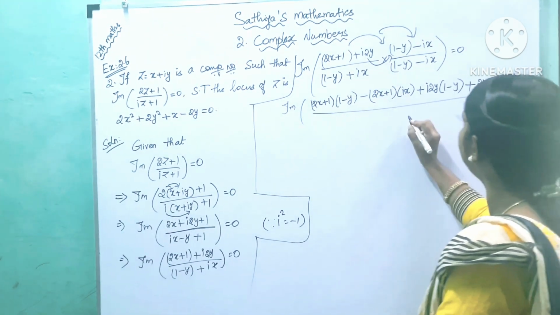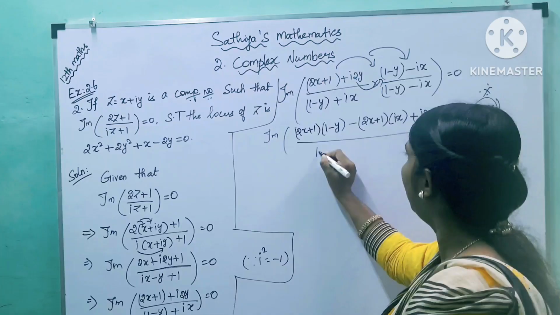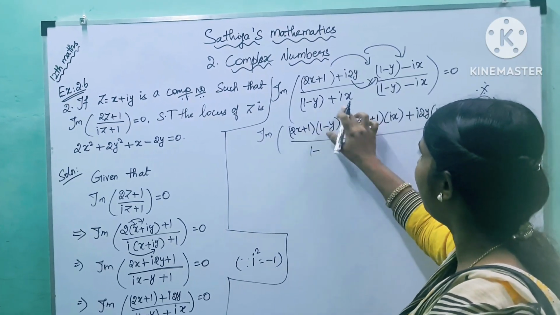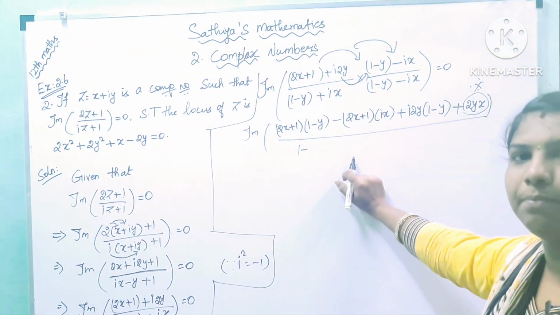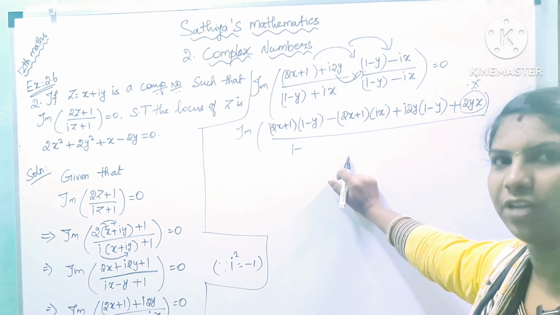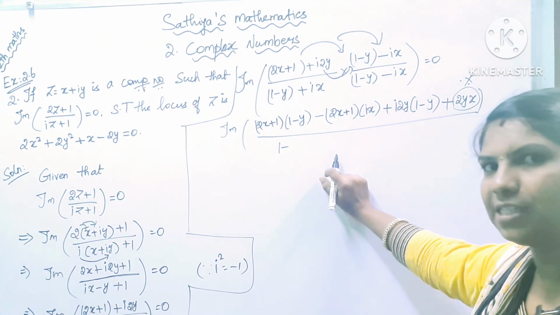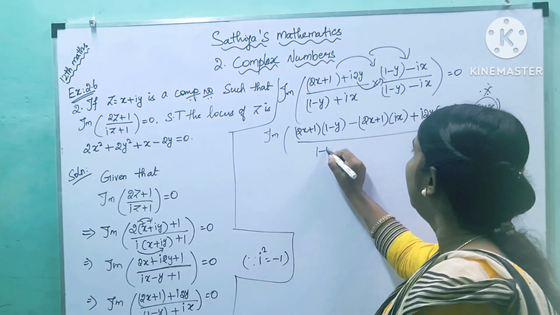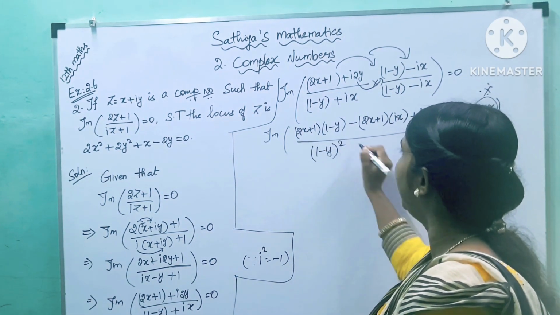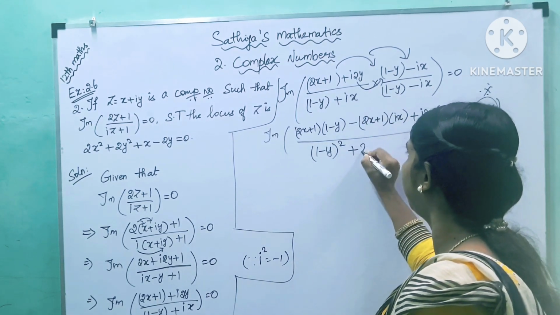Divided by. This step is very important, so be careful with this step. The denominator is in the form of a plus b into a minus b. Whenever the complex number is in the form of a plus b into a minus b, the value will be in the form of a square plus b square. We have already seen that. a square plus b square, where b square is x square.